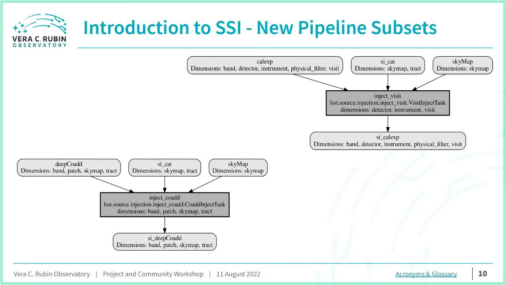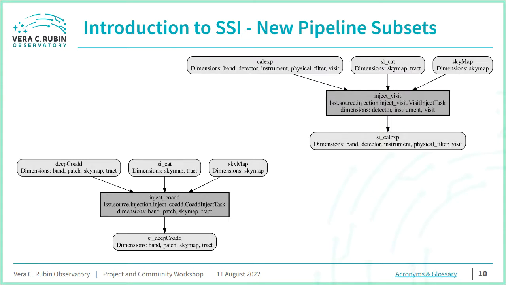Within the pipelines are a couple of new subsets. There's the inject visit subset, and there's the inject coad subset. As the name suggests, they inject into visits and coads. You can see the inputs required for these two subsets.